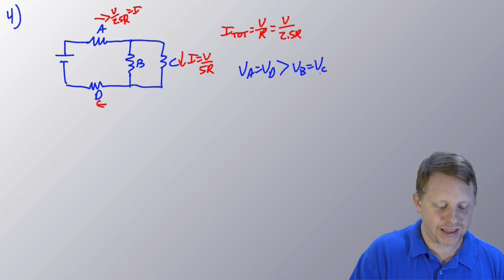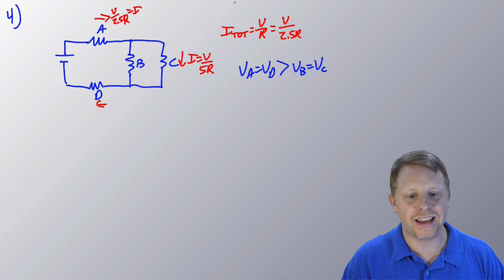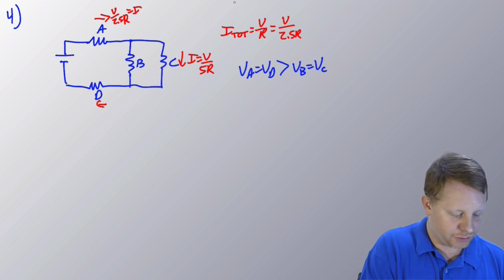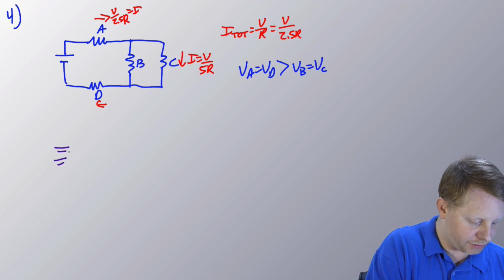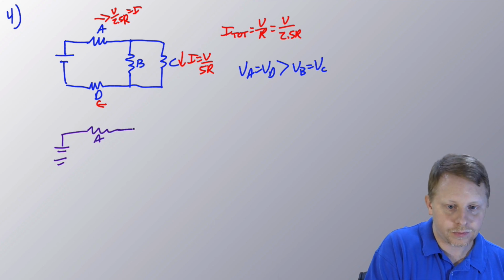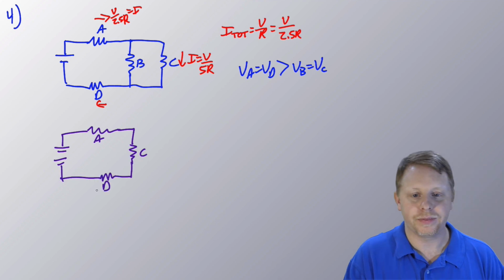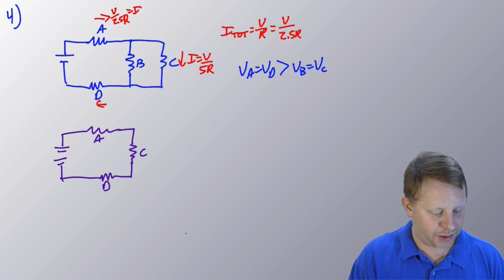Now, for part B, same basic idea, but we're going to remove resistor B from our circuit. So now our circuit basically looks like A, C, D. A nice, happy little series circuit. When resistor B is removed, does the current through A increase, decrease, or remain the same?